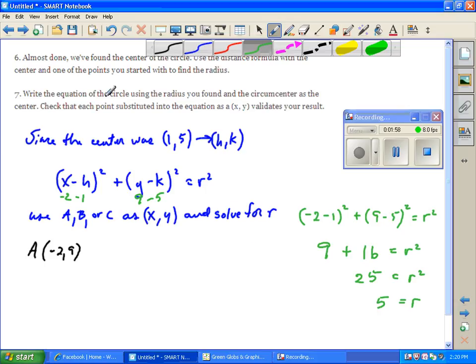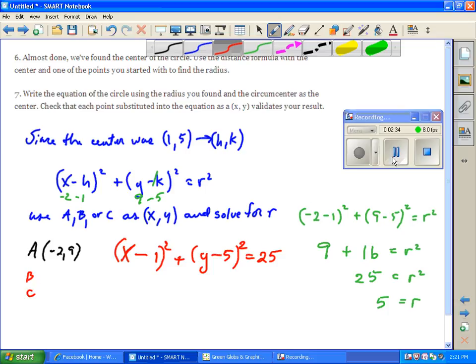Now write the equation of the circle using the radius you found and the circumcenter as the center. Check that each point substituted in the equation as an x, y validates your result. So your last step here, number 7, is to write your equation. My equation is (x minus 1) squared, because that's h, plus (y minus 5) squared equals r squared, which is 25. And I would check that by using B and C to verify.